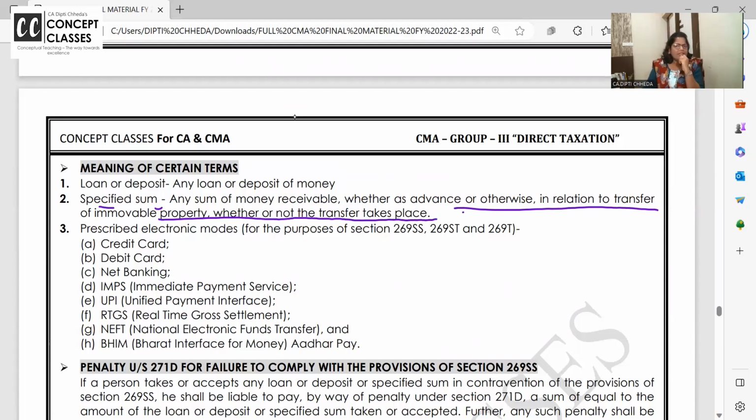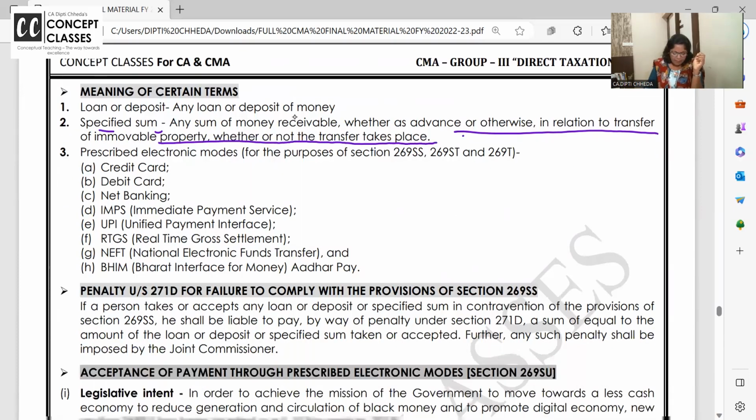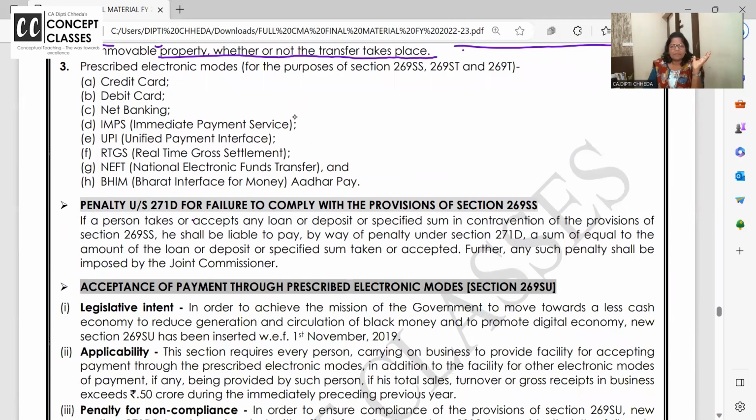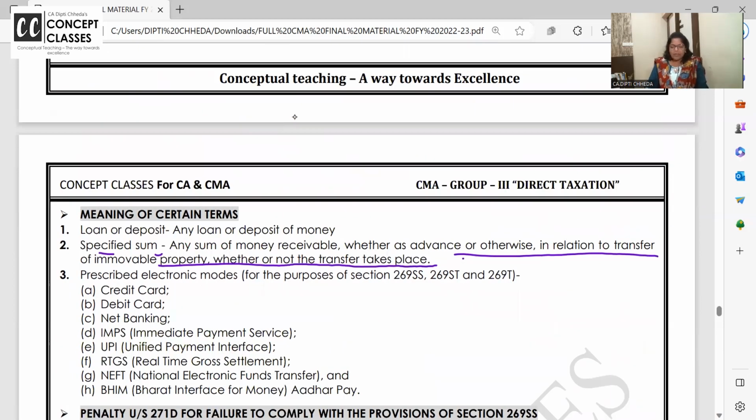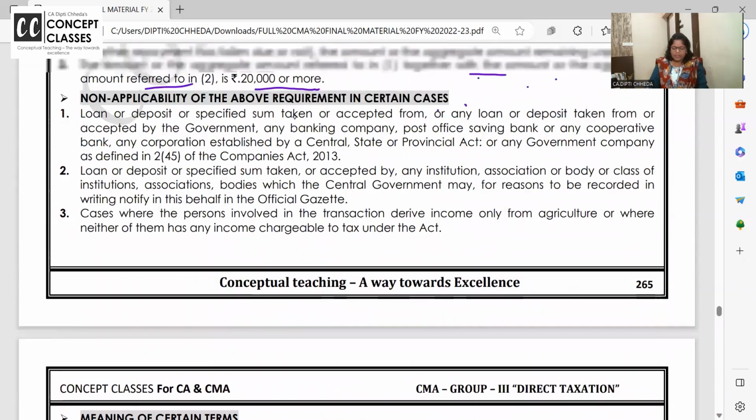मैम अगर कर दिया 20,000 के ऊपर लोन तो क्या होगा? Exactly equal to the amount of loan, you have to pay penalty 271D. If a person takes or accepts any loan in contravention of 269SS, he shall be liable to pay penalty under 271D, a sum equal to the amount of loan. Further, any penalty shall be imposed by the joint commissioner. ठीक है ना? नहीं लेना है, अगर ले लिए तो deposit and loan, तो it is caught up.